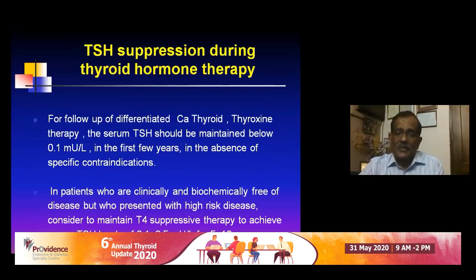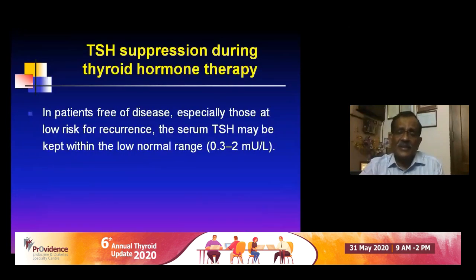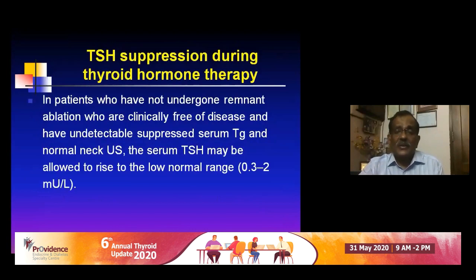In patients who are clinically and biochemically free of disease but who presented with high-risk disease, consider maintaining T4 suppressive therapy to achieve serum TSH levels around 0.1 to 0.5 mIU/L for 5 to 10 years. In patients free of disease, especially at low risk of recurrence, serum TSH may be kept within the low normal range of 0.3 to 2 mIU/L. In patients who have not undergone remnant ablation and who are clinically free of disease with undetectable or suppressed serum thyroglobulin and normal neck ultrasound, the serum TSH may be allowed to rise to a low normal level of 0.3 to 2 mIU/L.